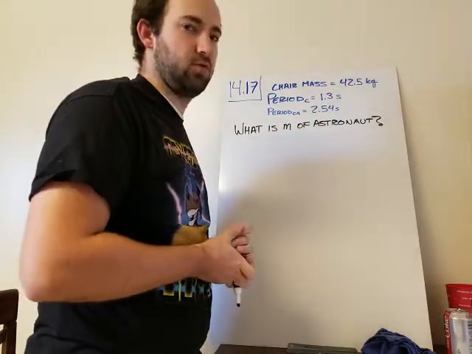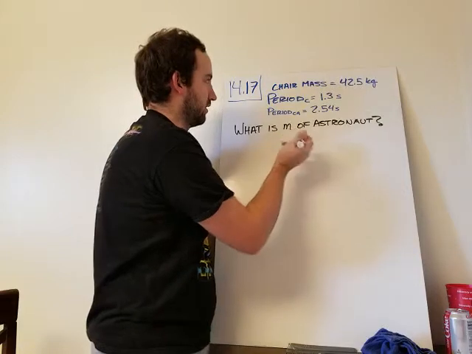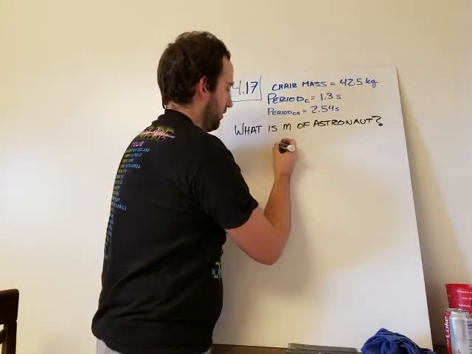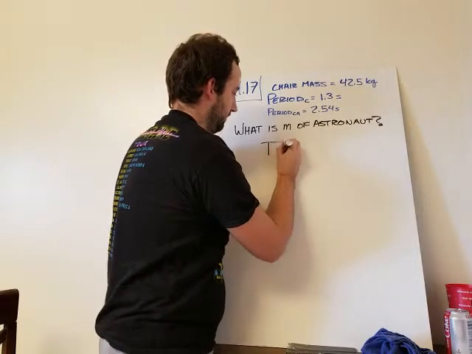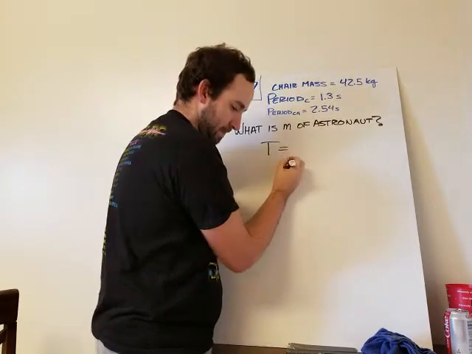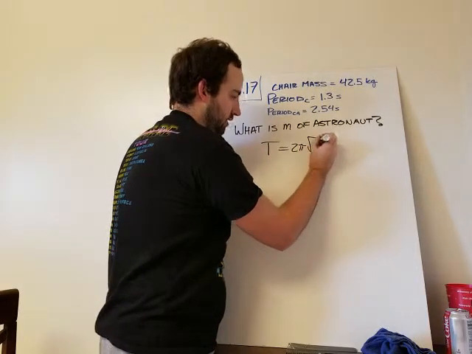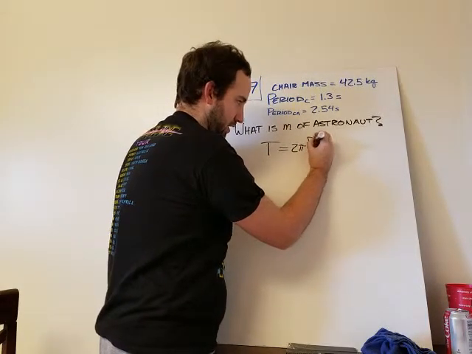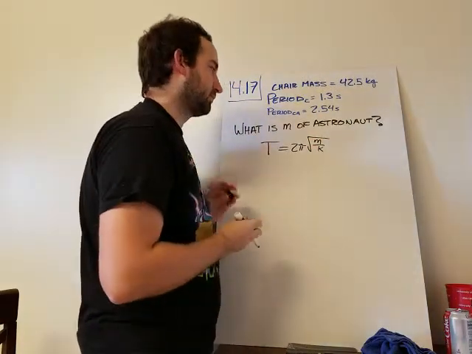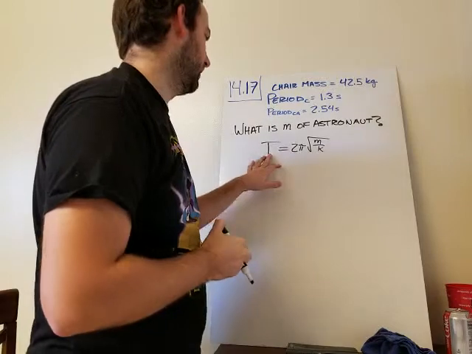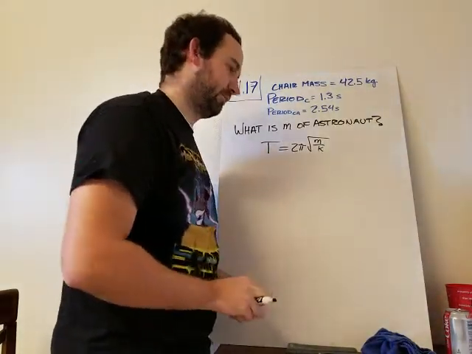The only equation that we'll need is one of our period equations. It's one of our chapter 14 equations. So it's T equals 2 pi times the square root of m over k. And this is the only equation we're going to need. We're going to use it twice, but this is it.